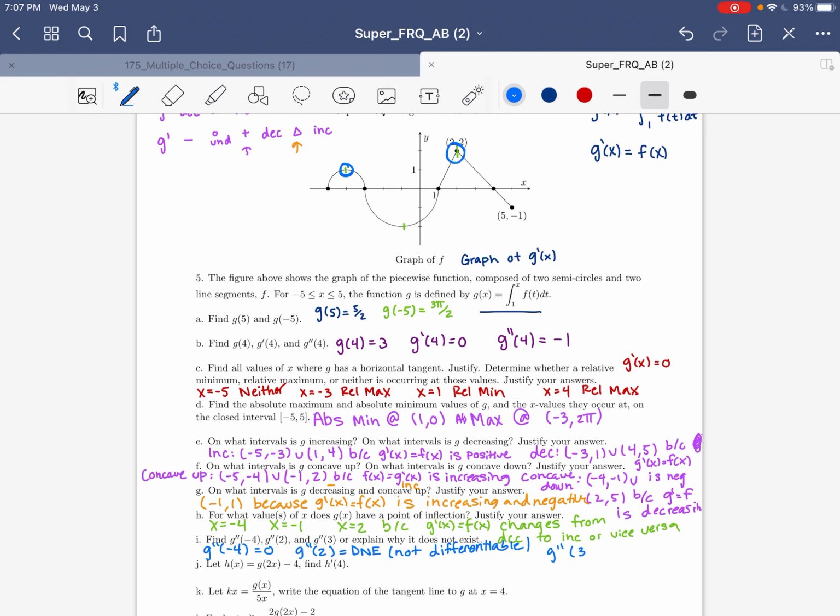And then g double prime of 3. 1, 2, 3. We just got to find the slope of this line, so it's going to be down 1, 2, over 1, 2. So that's just going to be -1.